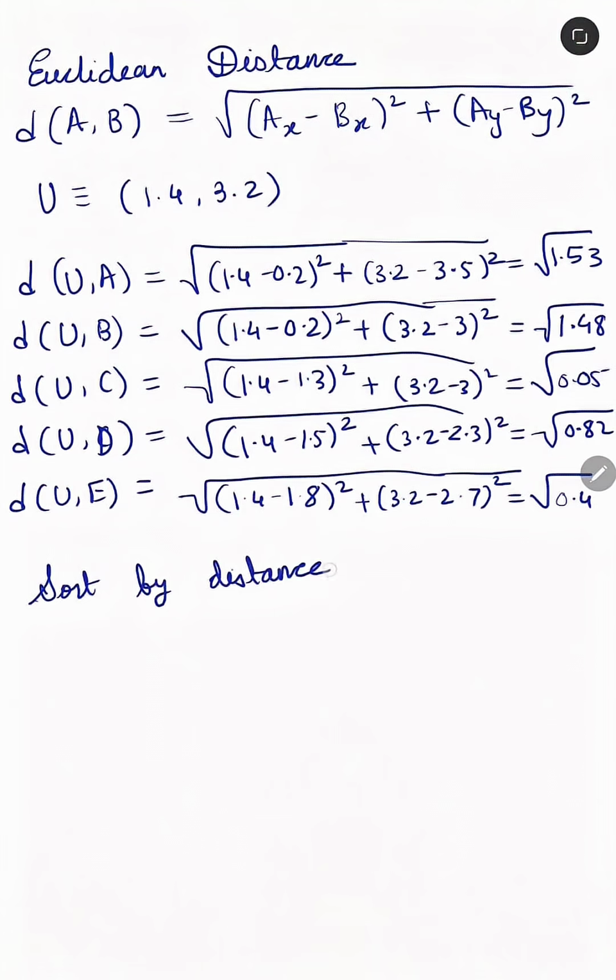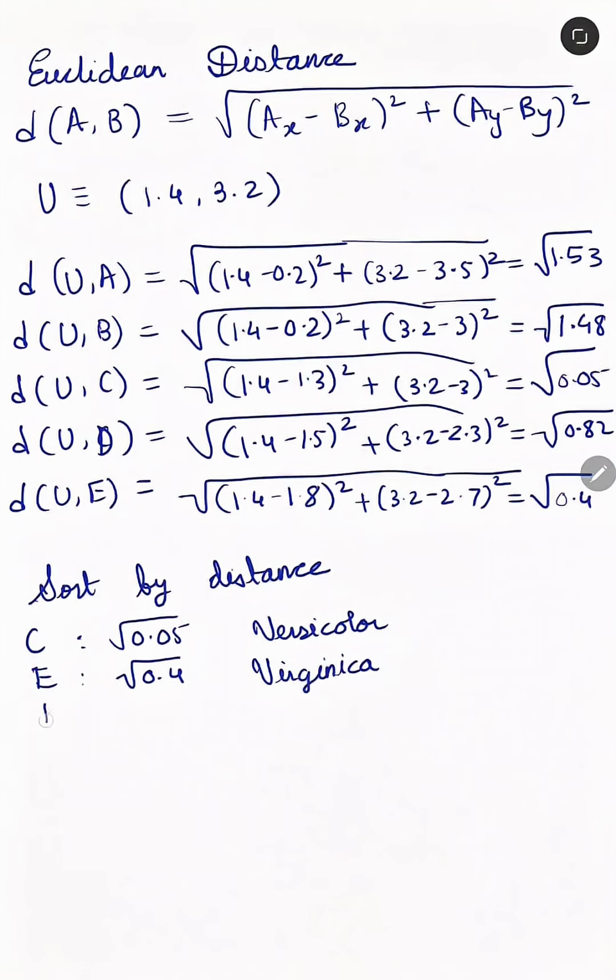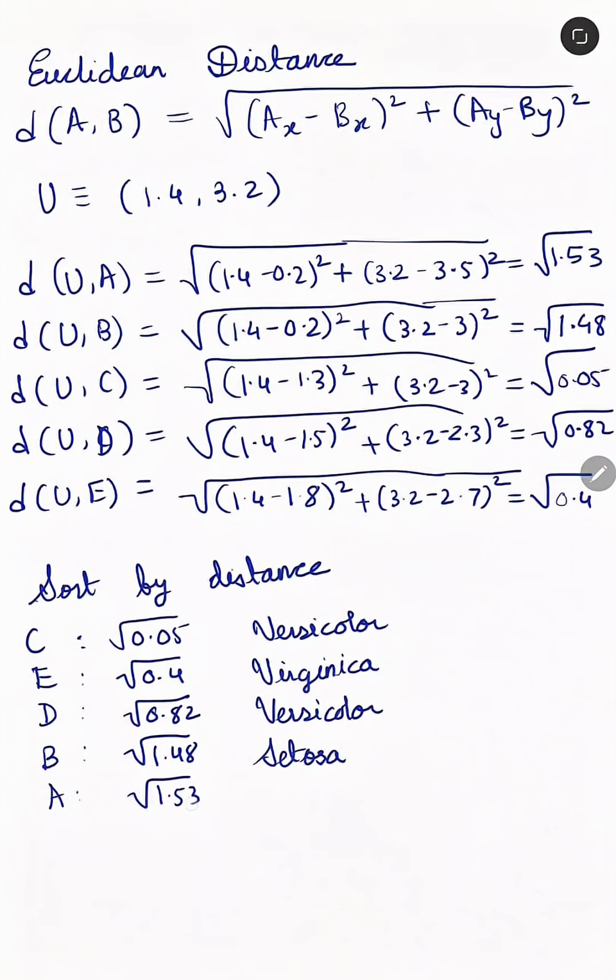Now let's sort all the points by distance. So C is closest to u, and it belongs to the species versicolor. E is the next closest, it belongs to the species virginica. G is the next closest and it also belongs to the species versicolor, right? And the next closest point is B and it belongs to the species Setosa, and A is the farthest one and it also belongs to the species Setosa.